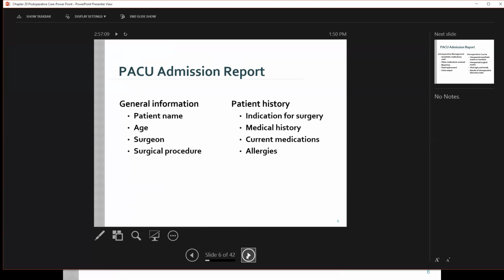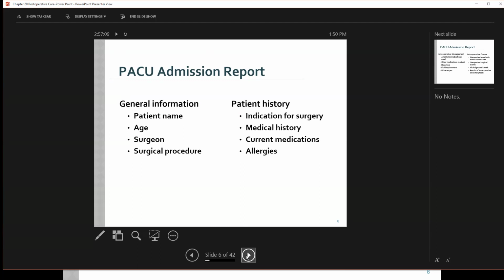Handoff reports should be standardized and interactive, allowing for questions and clarification of information. The anesthesia care provider should remain in the PACU until you accept responsibility for the nursing care of the patient. General information includes the patient's name, age, the surgeon who did the procedure, the surgical procedure the patient underwent, indications for surgery, medical history, current medications, and allergies.